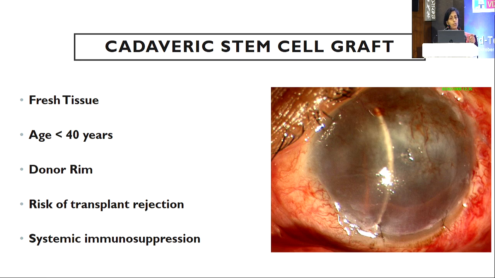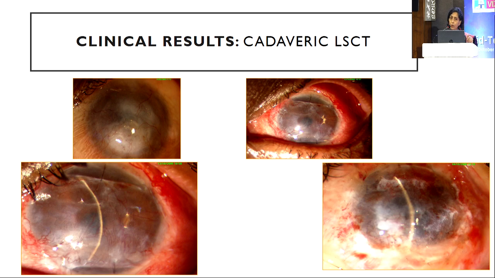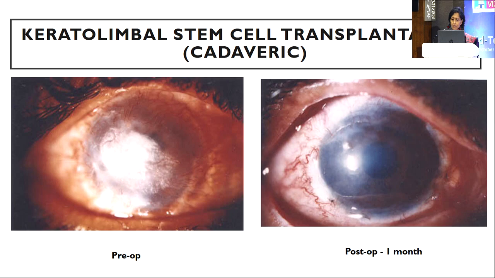And nowadays it's not so tedious because we do have fibrin glue. Earlier it was very tedious to suture it, but with fibrin glue you can apply it on the bed and just apply a few 10-0 nylon sutures. So these are few examples of cadaveric limbal stem cell transplant.